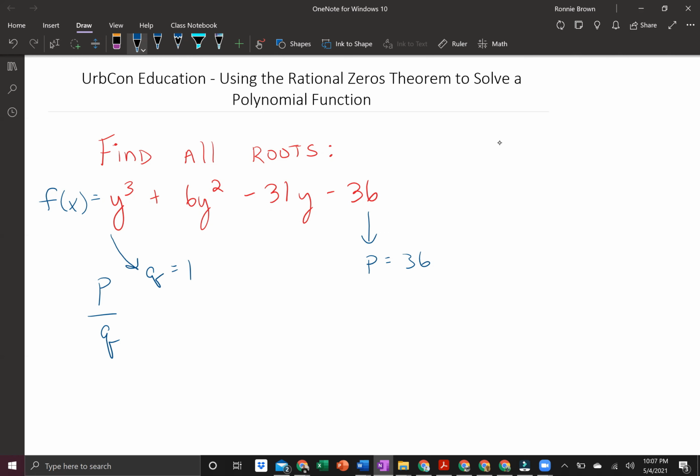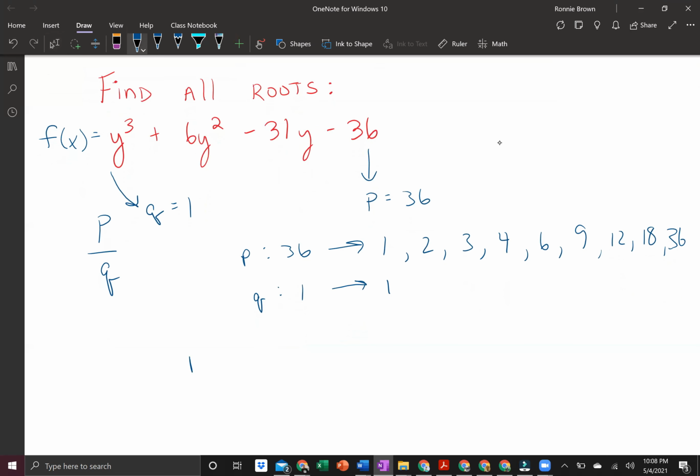So next, we want to look at our P and Q, our P being 36, and our Q being 1. And now write down all of the factors of 36, and then all of the factors of 1. So 1 is a factor, 2, 3, 4, 6, 9, 12, 18, and 36. These are all factors of 36. For the number 1, the only factor is 1. All right, now we're to create that ratio P over Q according to the Rational Zeros Theorem.